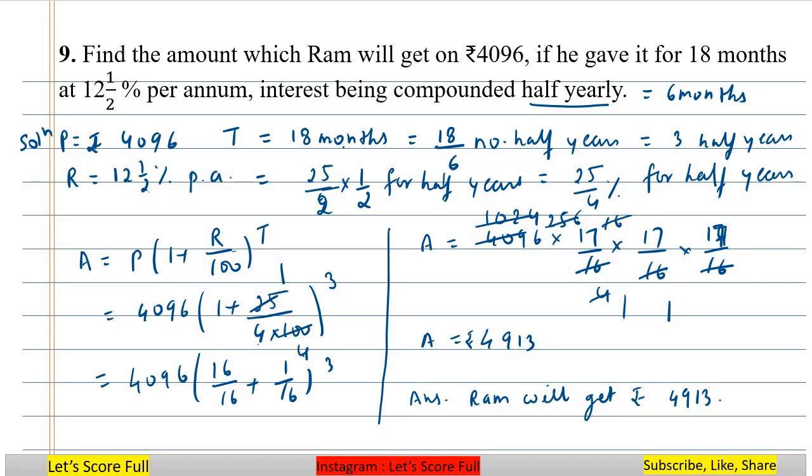Only the thing was to convert the months into the number of compounding periods, and the rate of interest was in fraction. So maybe you feel a little difficulty while calculating. Let's move to the next question. I hope there is nothing to explain in this again.